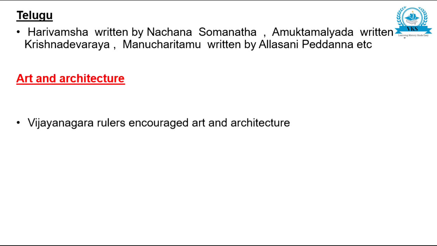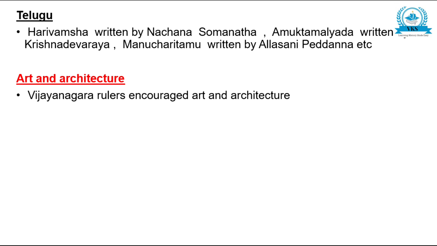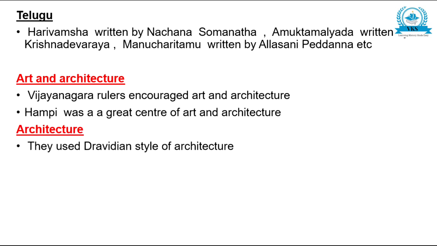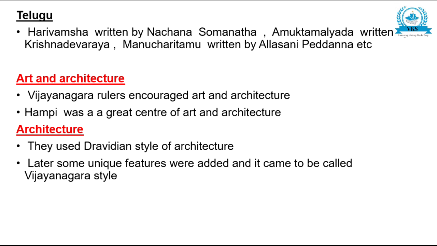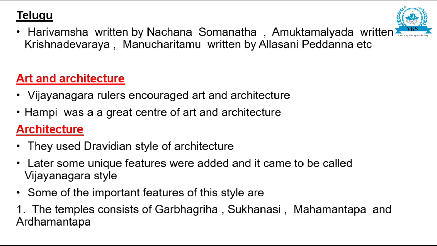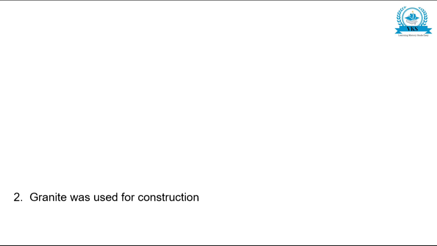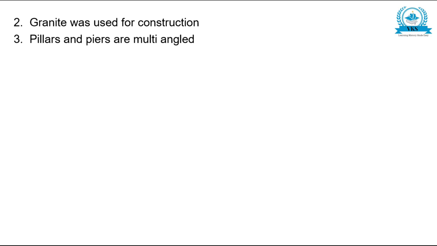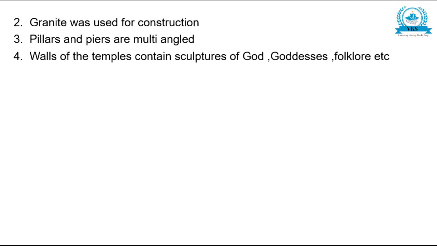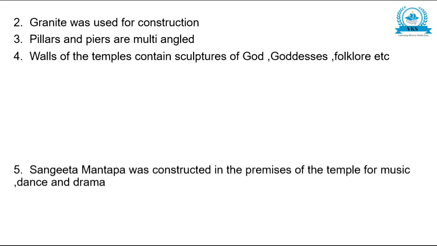Now regarding art and architecture, Vijayanagara rulers encouraged art and architecture. Hampi was a great center of art and architecture. They used the Dravidian style of architecture. Later, some unique features were added and it came to be called the Vijayanagara style. Some of the important features of this style are: the temple consisted of Garbhagriha, Sukanashi, Mahamantapa and Ardhamantapa. Granite was used for construction. Pillars and piers are multi-angled. Walls of the temples contain sculptures of god, goddesses, folklore, etc.